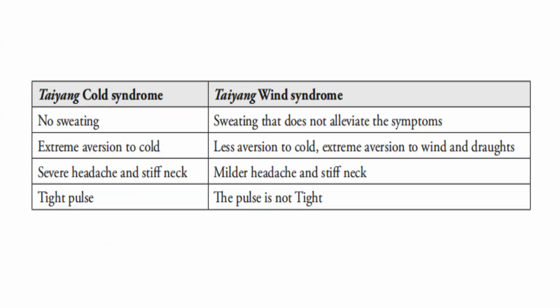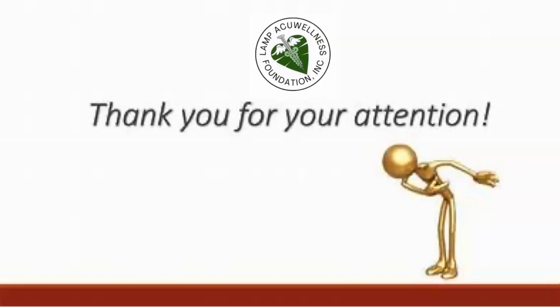In Taiyang cold syndrome, there is no sweating, while in Taiyang wind syndrome, sweating does not alleviate the symptoms. There is extreme aversion to cold in the cold syndrome, while less aversion to cold and extreme aversion to wind and drafts in Taiyang wind syndrome. There is severe headache and stiff neck in Taiyang cold syndrome, but a milder headache and stiff neck in the Taiyang wind syndrome. And there is a tight pulse in Taiyang cold syndrome, and the pulse is not tight in the Taiyang wind syndrome. Thank you for your attention.